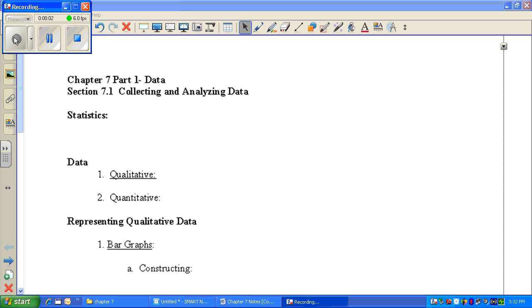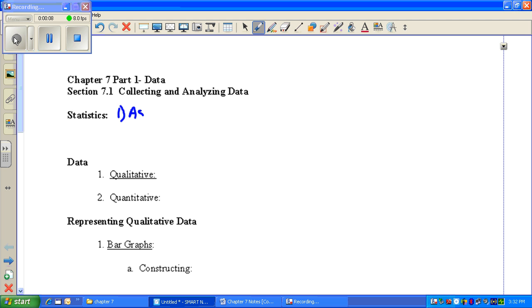Chapter 7 focuses on statistics, and statistics is like you are an investigator. So the first thing you do is you must ask a question. What is it that I want to find out more information about? Once I've asked that question, the second thing I need to do is collect the evidence, which we're going to call the data. Now, data is plural, datum is singular.